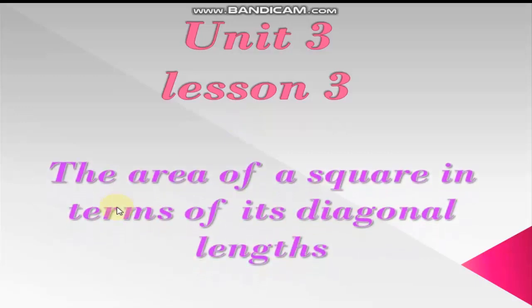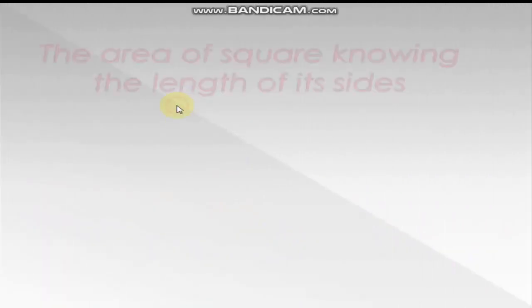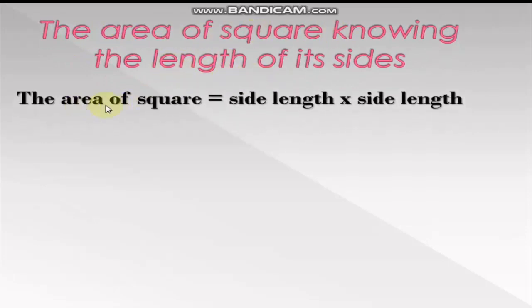It's about the area of a square in terms of its diagonal length. At first, the area of a square knowing the length of its sides. The area of a square equals side length times side length. Or we can say it in the simplest form, A for area equals S times S, S for the side length.